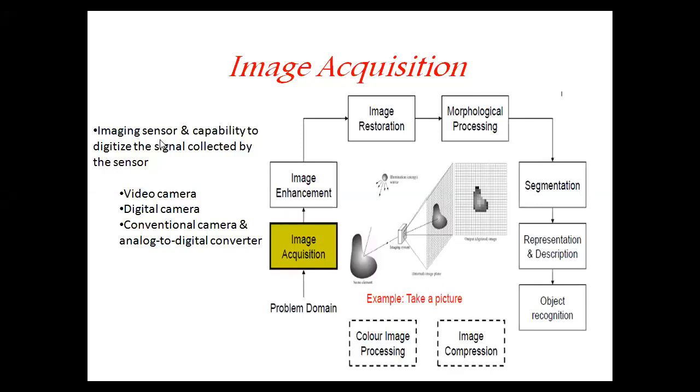So here, we need an imaging sensor and the capability to digitize the signal collected by the sensor. Digitize in the sense that if the signal is analog, it will be converted to digital by using A to D converters. This is possible by using a video camera, digital camera, or conventional camera, and an analog to digital converter whenever the image is in analog form. So this is about image acquisition. In this way, we get the image captured in digital form.